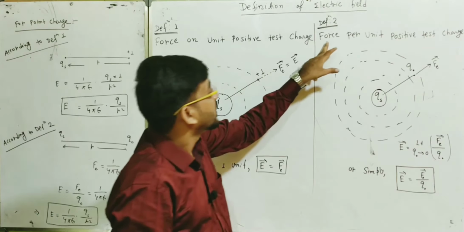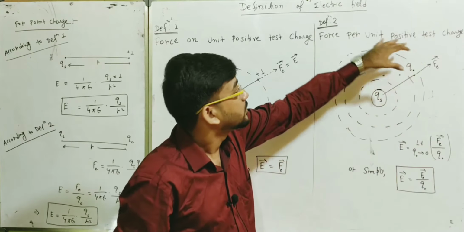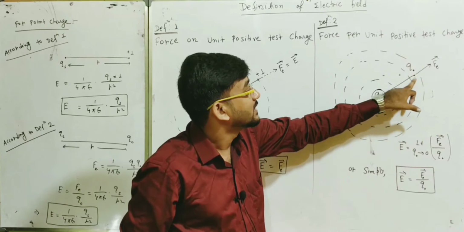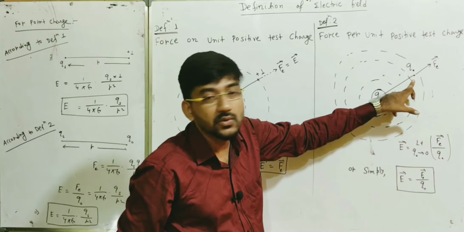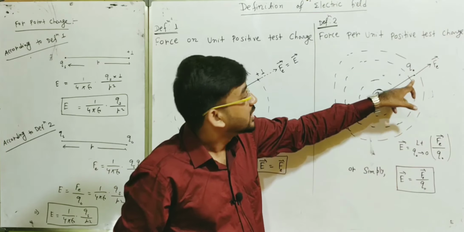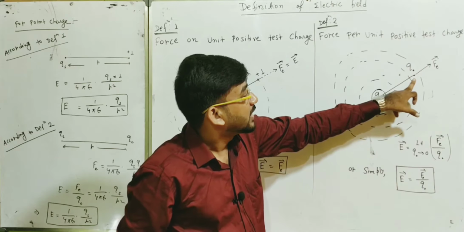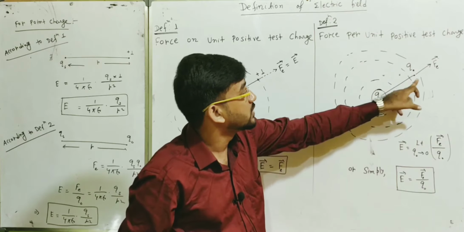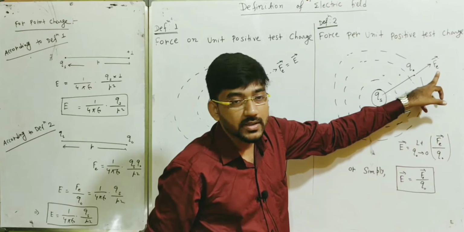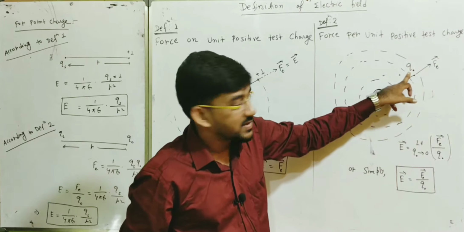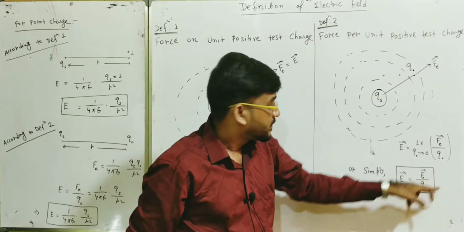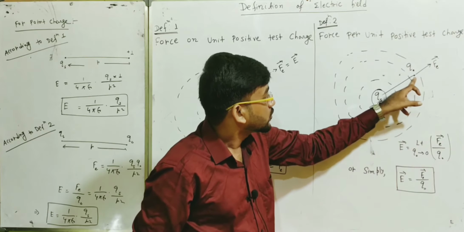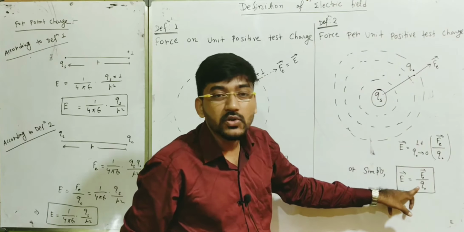Okay, so here force per unit positive test charge, what does it mean? It means we have to put a positive test charge here, that is Q0. This is any general charge Q0. This is treated as test charge. If we put this test charge Q0 over here, and we determine the force acting by this Qs on this Q0, and if we denote this force as Fe, then the force per unit test charge will be Fe divided by Q0. Force on Q0 is Fe, so force per Q0 will be Fe divided by Q0.